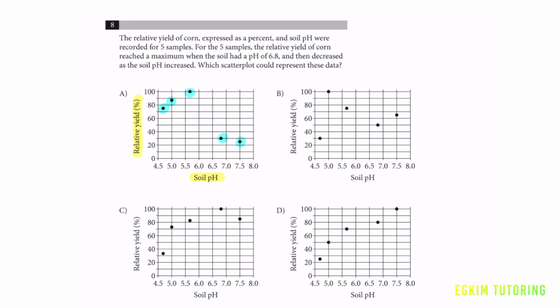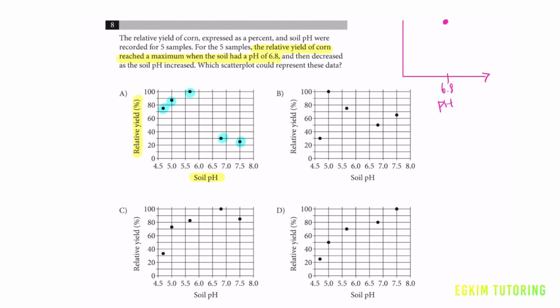For the 5 samples, the relative yield of corn reached a maximum when the soil had a pH of 6.8, and then decreased as the soil pH increased. Which scatter plot could represent these data? I'm going to focus on this sentence where it says the relative yield of corn reached a maximum when the soil had a pH of 6.8, which means that if you have a graph at x equals 6.8, where x represents the pH, your relative yield, or the y value, should be the maximum.